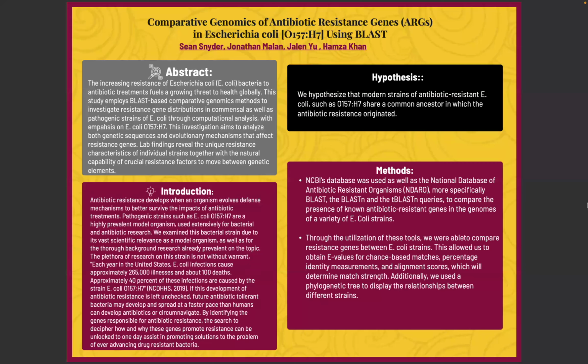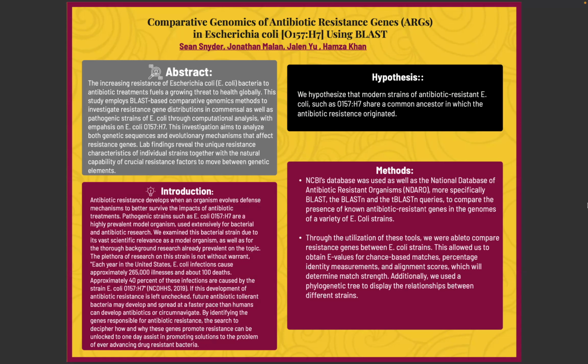Antibiotic resistance develops when the organism evolves defense mechanisms to better survive the impacts of antibiotic treatments. Pathogenic strains such as E. coli O157H7 are a highly prevalent model organism used extensively for bacterial and antibiotic research. We examined this bacterial strain due to its vast scientific relevance as a model organism, as well as for the thorough background research already prevalent on the topic.